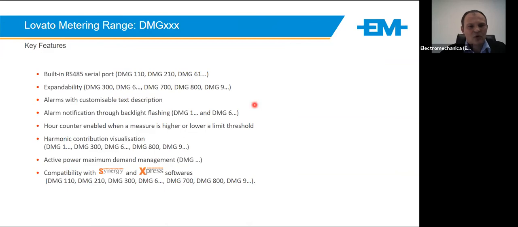So key takeaways for the DMGs, there's a range of built-in serial ports, quite important. Customers forget this, and then later the BMS or the SCADA needs some data, and the customer doesn't have that port. Either it's expandable or it's already present on the product. Okay, that takes us into expandability on the DMGs, customization of alarm text and notification on the meter. Our counters, when a certain threshold is hit, count how long am I in that threshold limit, harmonic contribution visualized on the meter. So you can actually see little graphs of which harmonic order is occurring at that time.